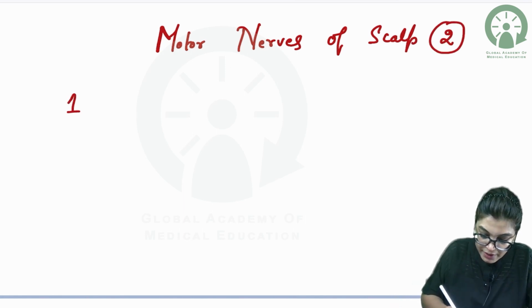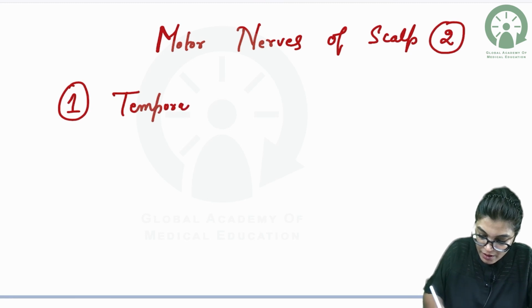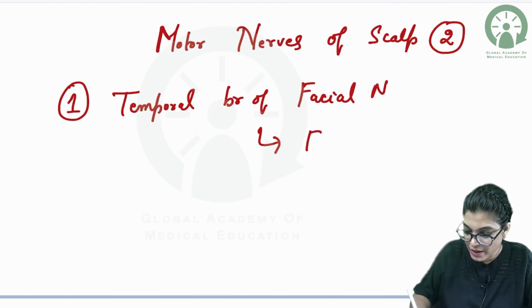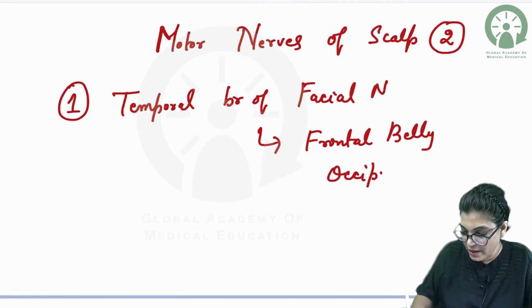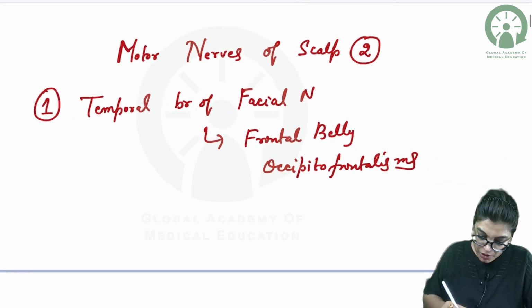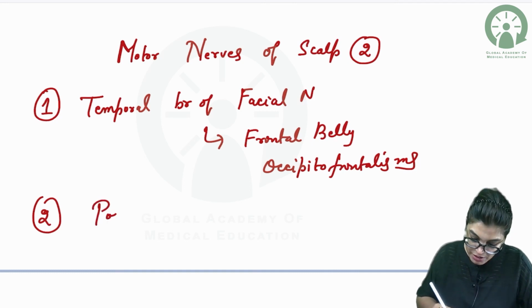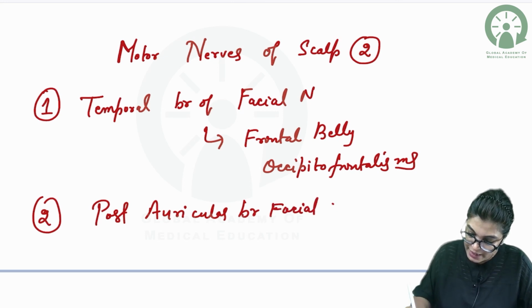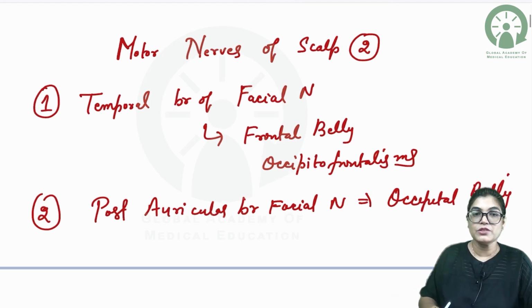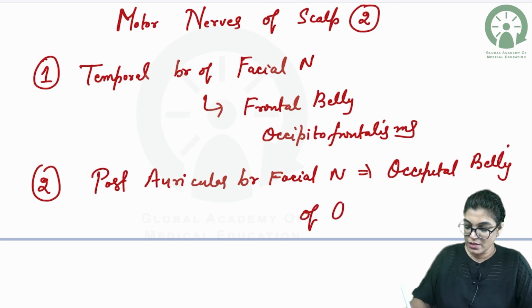We have the temporal branch of the facial nerve, which gives innervation to the frontal belly of the occipitofrontalis muscle. The posterior auricular branch of the facial nerve gives innervation to the occipital belly of the occipitofrontalis muscle.